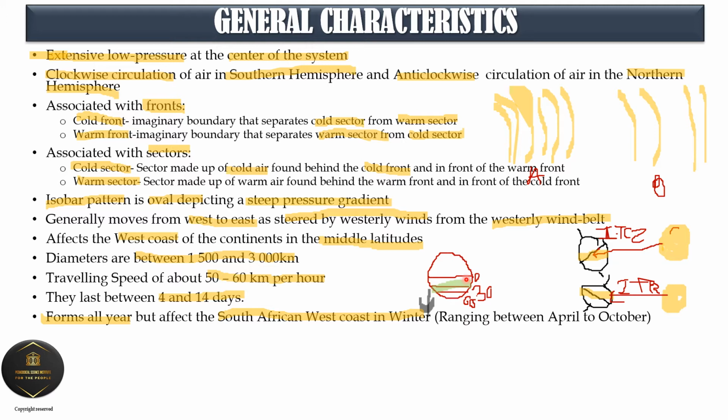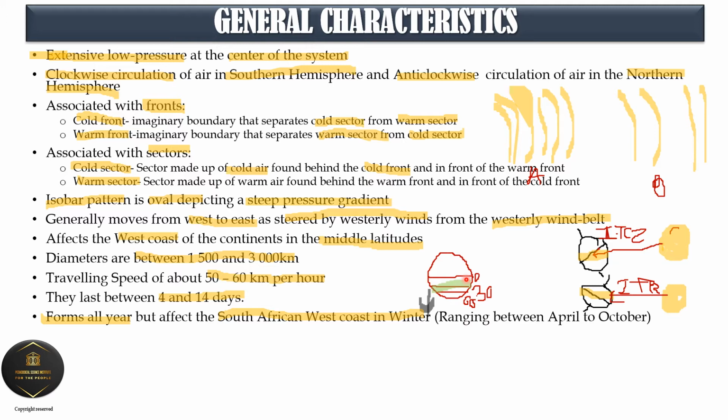And because cold and warm air, or rather anticyclones and cyclones, cannot mix, because they are formed by air of different temperature, and this air cannot mix, this system will thus not affect the South African west coast in the summer season.